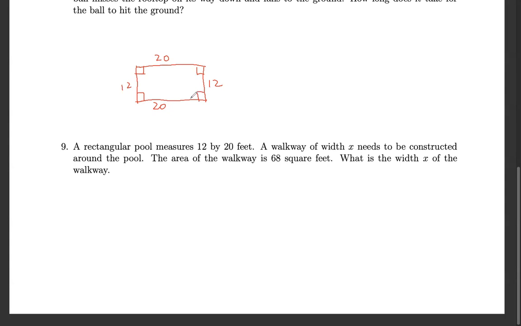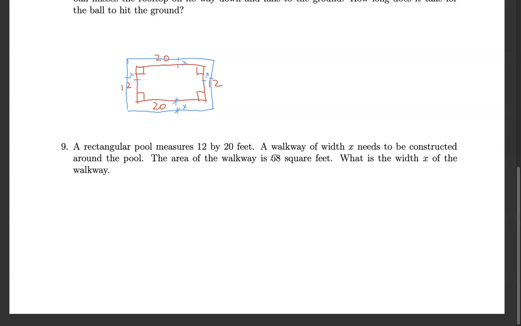A walkway of width x needs to be constructed around the pool. Let me use a different color. That means we want to build a walkway around the pool, and the width is x. So from here to here is x, from here to here is x. Same thing for the other side, here to here, x, and here to here, x.